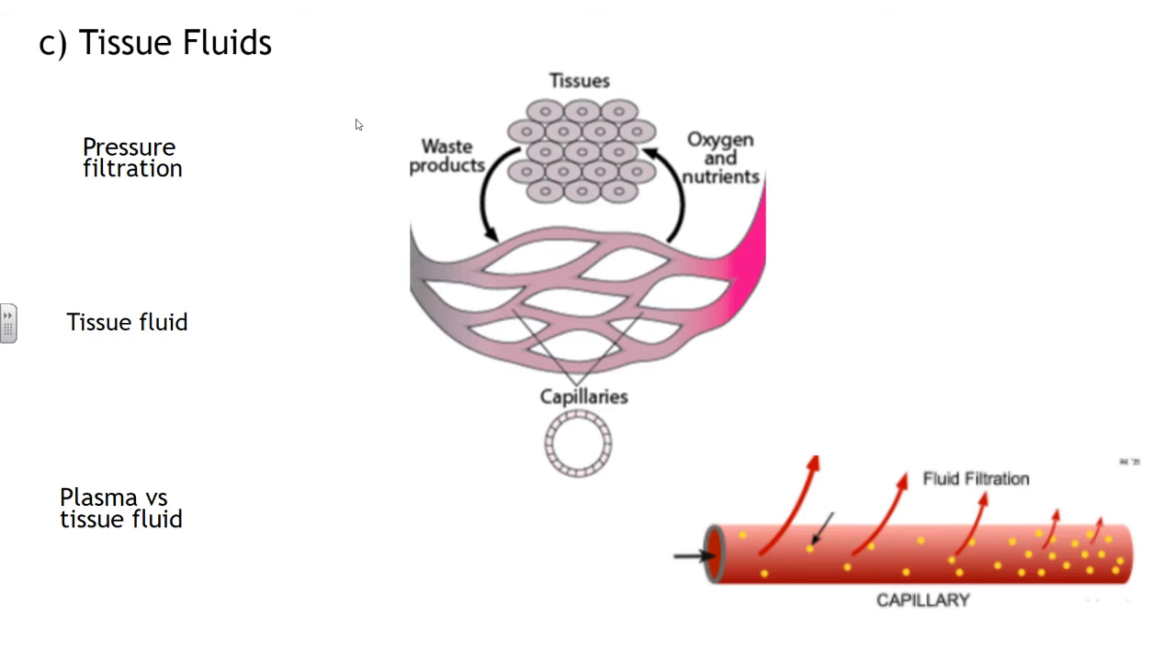Any fluid that is not picked up by the venous return system is picked up by what are called lymphatic vessels. This is an additional blood vessel type that's not mentioned at National 5. These vessels absorb the excess tissue fluid and return it as lymph to the circulatory system. That is all that's required for you to know about the lymphatic system for the course.